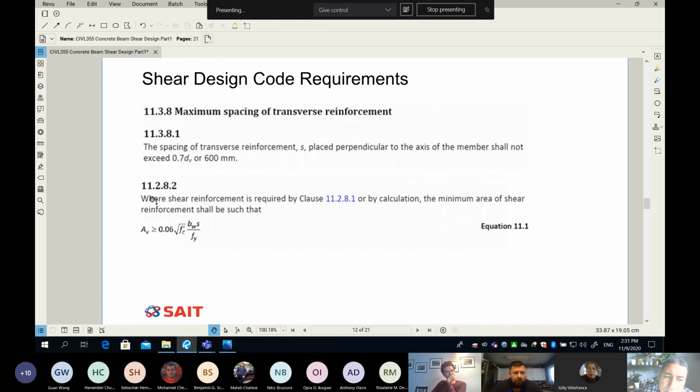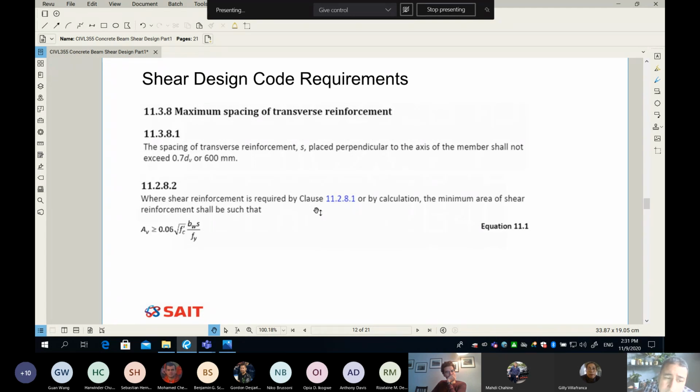Number two, on 11.2.8.2, the code also provides here where shear reinforcement is required, because sometimes, as Jelly just said, Jelly thought a minute ago that no, all the time, we will need to add some stirrups. But in the next slide, you will know that is not all the time. Sometimes we can get rid of those stirrups. But look at, read how the code is written.